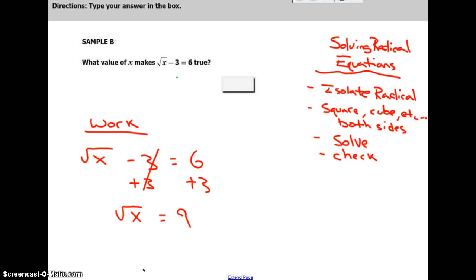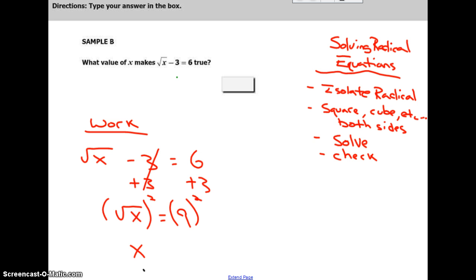Our index is 2, so the opposite of taking the square root of something is to square it. Okay? If your index was 4, then you would have to raise both sides to the 4th power. Okay? So, in this case, we're going to square both sides. What that means is we're raising both sides to the 2nd power. All right? And over here on the left, what that does is free the inside. That's called the radicand, but as you notice, the radical goes away.